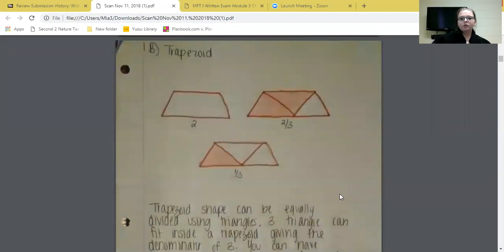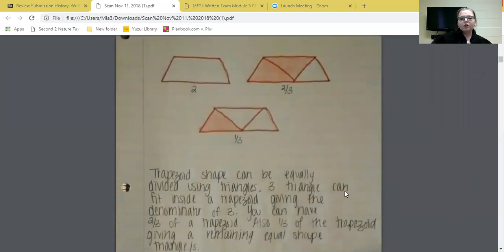Next, we're going to go on to a trapezoid. So we have a whole trapezoid, and we can break it down into 3 triangles, and we can shade those in at different times. We can have 2/3 and 1/3 for the trapezoid.